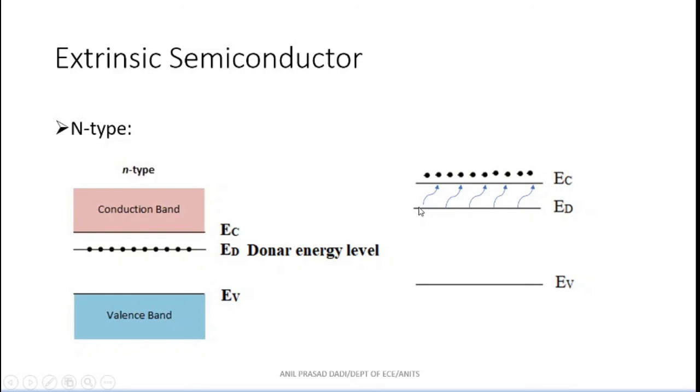Okay, the energy required for the electrons in this donor energy level to jump to the conduction band is very small, nearly around 0.01 electron volts at room temperature. So at room temperature, almost all the donor atoms are going to be ionized, and each will contribute one free electron to the semiconductor.